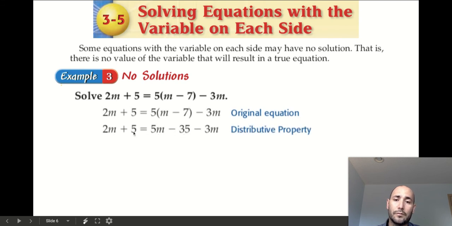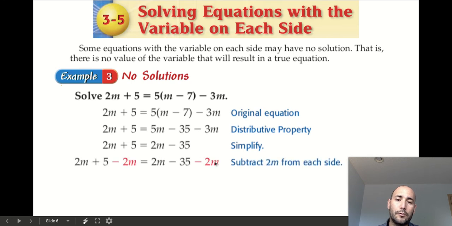I still have the minus 3m here, 2m plus 5 on the other side. So now I have 5m minus 3m. I can simplify that. 5m minus 3m is 2m. So here's my 2m. So I have 2m plus 5 equals 2m minus 35. Now I would want to get the variable all on one side, so I'm going to start off by getting rid of this 2m here by subtracting 2m.